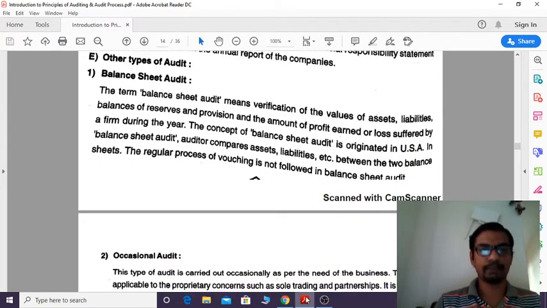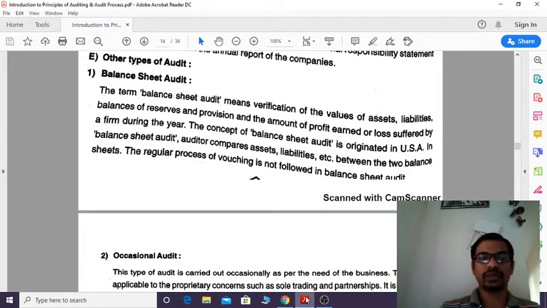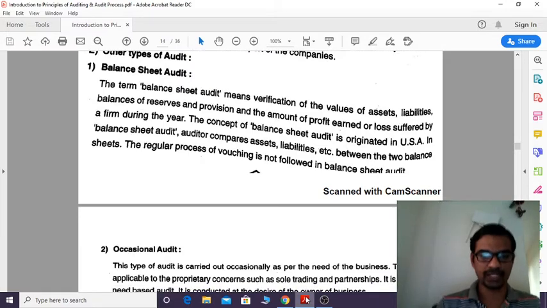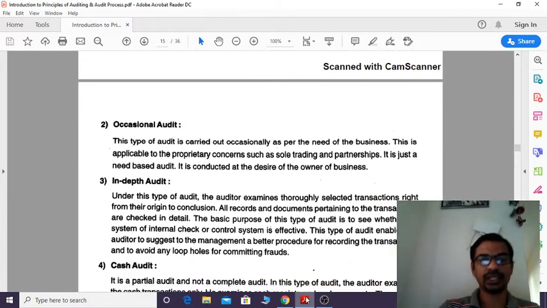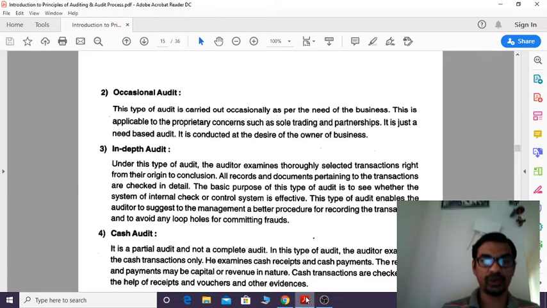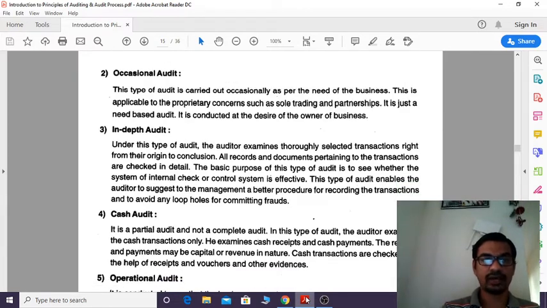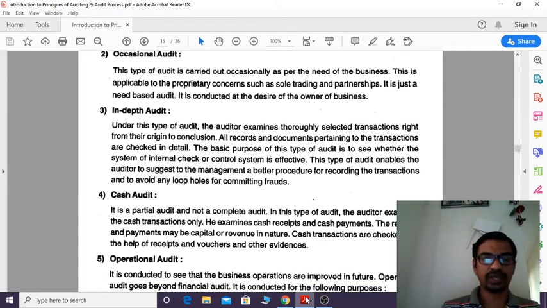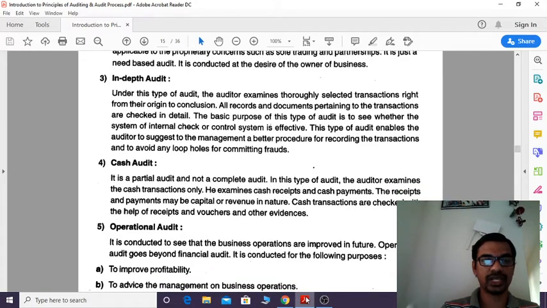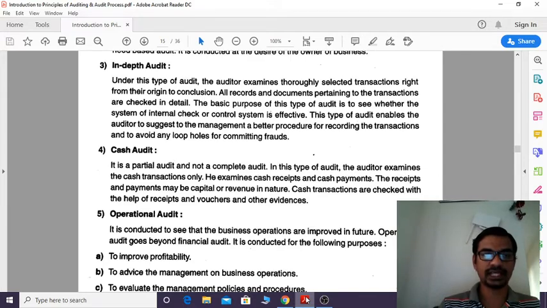Under that, number one is the balance sheet audit. The audit of the balance sheet, of the assets as well as the liabilities, is called the balance sheet audit. Okay, then the second one is the occasional audit. When the organization feels that it is necessary to conduct an audit, and occasionally they conduct the audit, that audit is called the occasional audit. The next one is the in-depth audit. When the auditor verifies all the records of the business organization in depth, each and every transaction, that audit is called the in-depth audit.